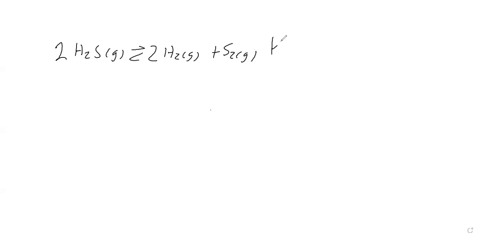All right, so the question is, you are looking at the decomposition of hydrogen sulfide. So 2H2S gas being broken down to two hydrogen molecules and a sulfur molecule, all gases. The Kc, the equilibrium constant for this reaction, is 1.67 times 10 to the minus 7. Everybody had different numbers than mine, but the idea is the same.